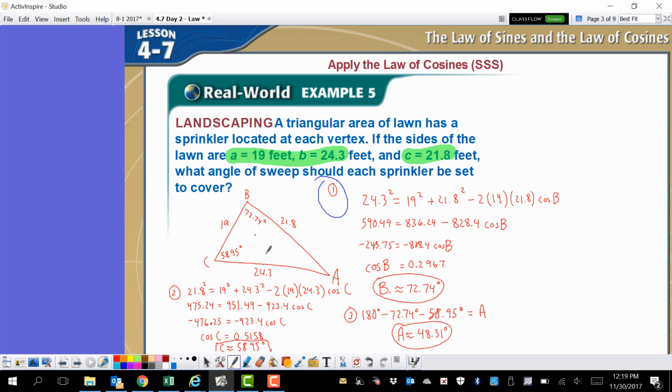So after I found those two angles, finding the third angle, angle A, is what I did next. And that one's actually super easy. I can use the property of triangles that all three angles must add up to 180 degrees to work backwards to find angle A. So I take 180, subtract 72.74, which I found up here, subtract 58.95, which I found down here in step 2, and then I solve for A to be approximately 48.31 degrees. Okay, so let's move on to the next one.